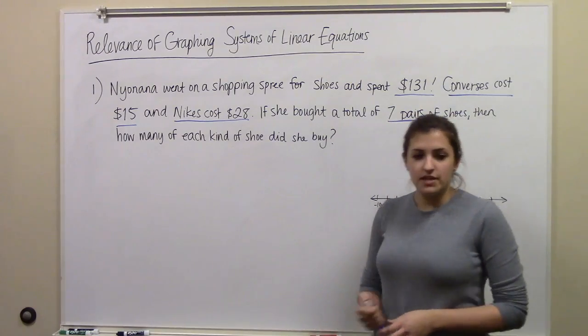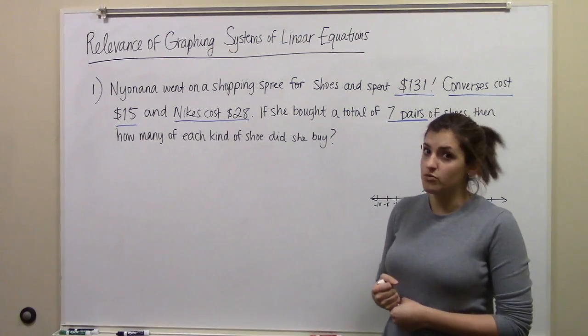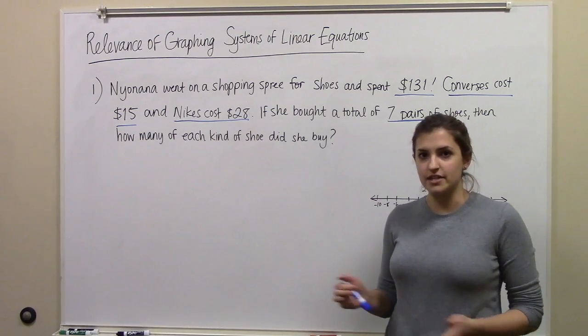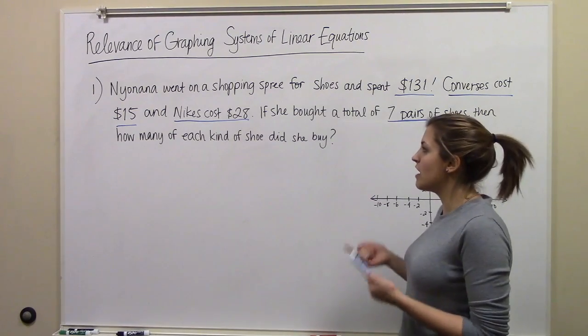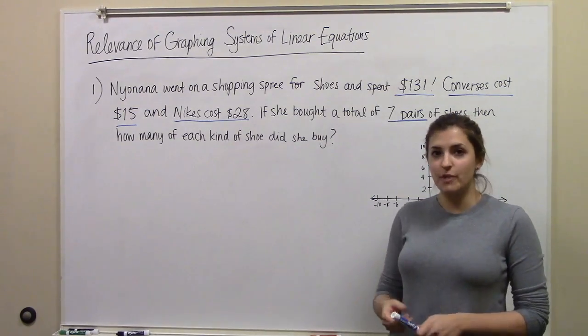All right, let's follow the steps that we identified before. Our first step is to identify what we need to know. What do we need to know? What are we asked here? Well, we're asked how many of each kind of shoe did she buy?